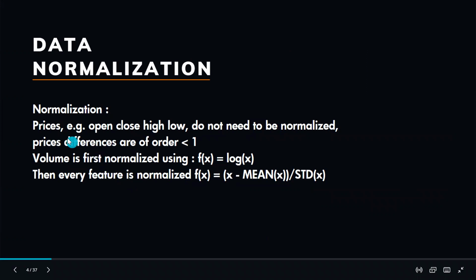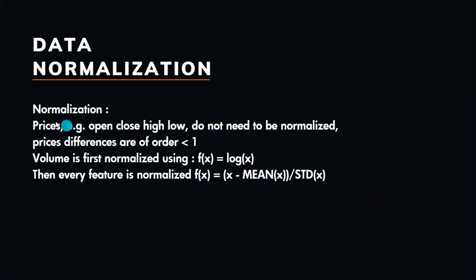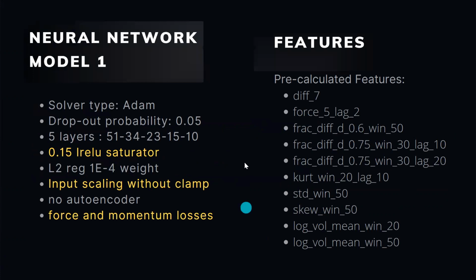So for data normalization, we don't need to normalize price because the price differences are of order smaller than 1. And for the volume, we first log the volume, and after that we divide it by 10, so that most of them are between 0 and 1. And for every other feature, they are normalized using the traditional way.